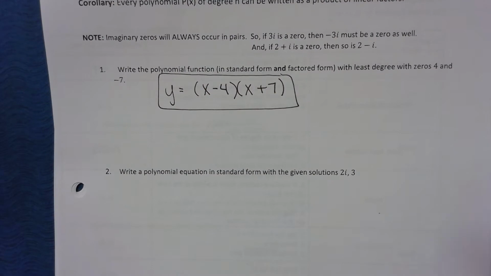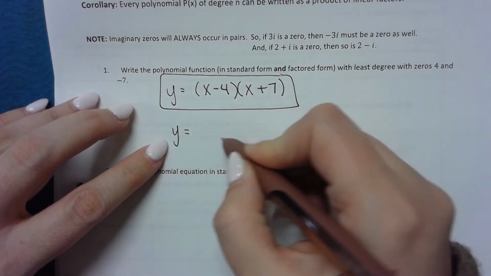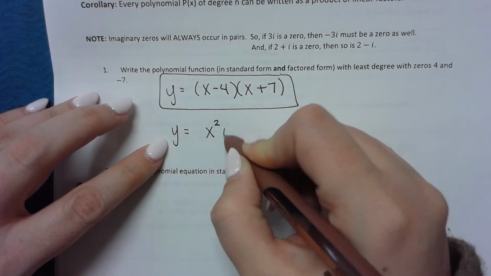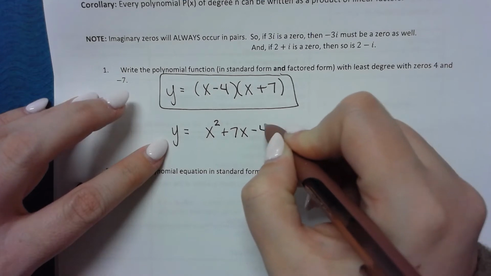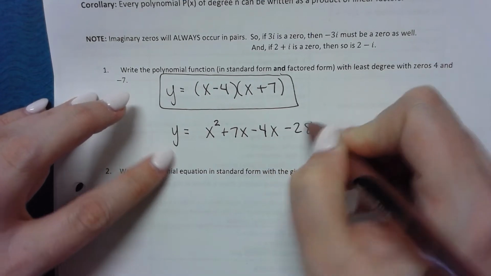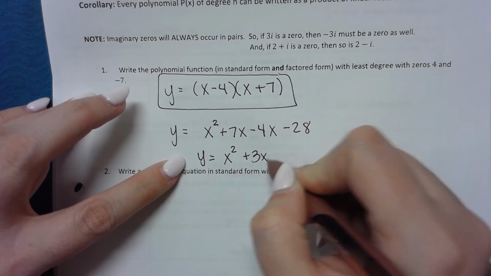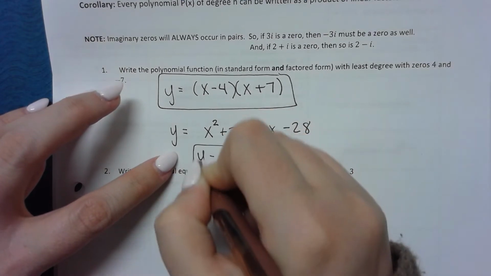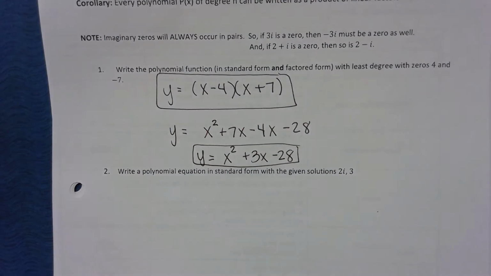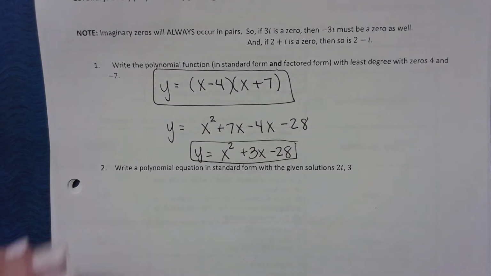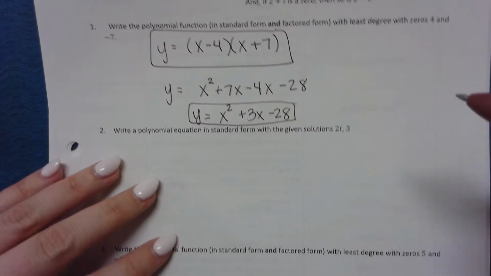And then our standard form, we would have to multiply out. We would have x squared plus 7x minus 4x minus 28, which gives us x squared plus 3x minus 28. So this would be our standard form. Okay, so now that we're adding in i's, we're going to do the same thing.